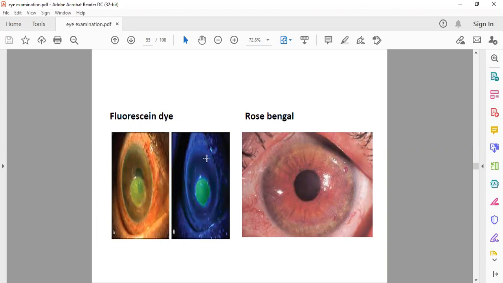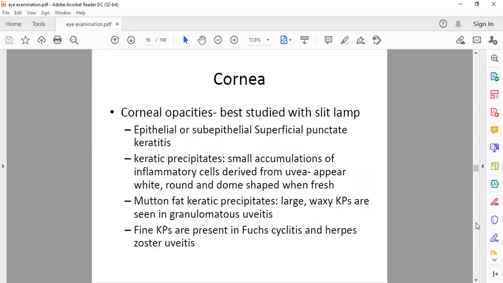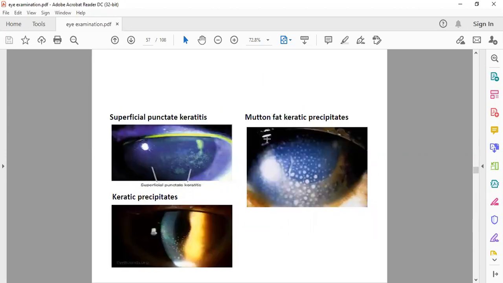And the slit lamp also has a cobalt blue filter. You see, this is a blue light. So in that cobalt blue filter, you examine the patient. The area of the cornea which is devoid of epithelium will be stained green. So this is called fluorescent dye. These are some of the abnormalities of the cornea that can be best seen by slit lamp examination.